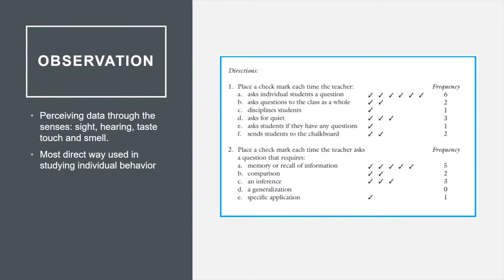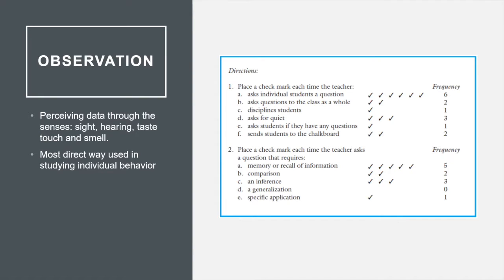The third one is observation. Observation is perceiving data through the senses, such as sight, hearing, taste, touch, and smell. It is the most direct way used in studying individual behavior. So this is an example of observation form.